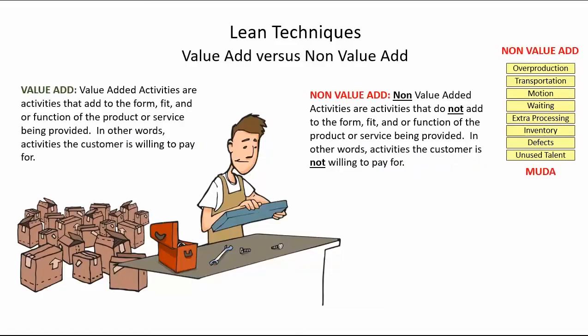All activities performed in a work area are either value-add or non-value-add activities. Value-added activities are activities that add to the form, fit, and or function of the product or service being provided. Customers are willing to pay for these activities. Conversely, non-value-added activities are activities that do not add to the form, fit, and or function of the product or service being provided. They are activities the customer is not willing to pay for.